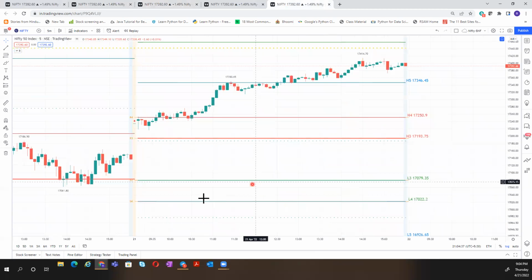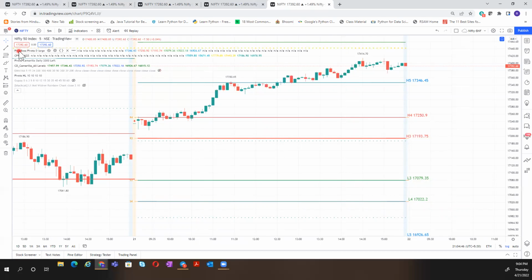Now today, where did the market open? Above R4, it's taking support on R4. Above R4, Camarilla pivot is a breakout. Now, if you just add a simple 20-day moving average, what will you see?